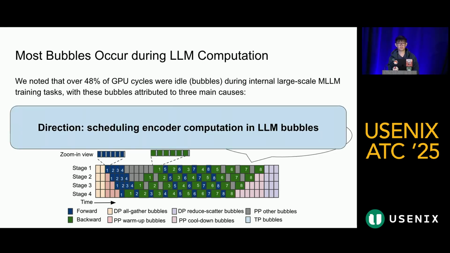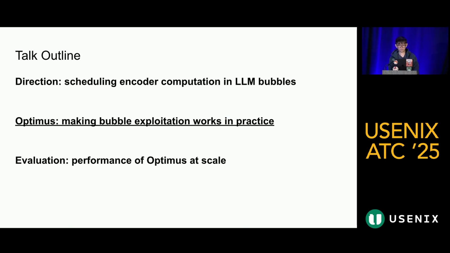So our direction here is, suppose that we can have a smart way to schedule the encoder computation into the LLM bubble. For example, in this training timeline, there are some gray boxes, which are the bubbles. Suppose we can utilize them to do the encoder computation, so we can improve the overall training efficiency. So let's take a look at the Optimus design, which makes bubble exploitation for multimodal large language model training work in practice.